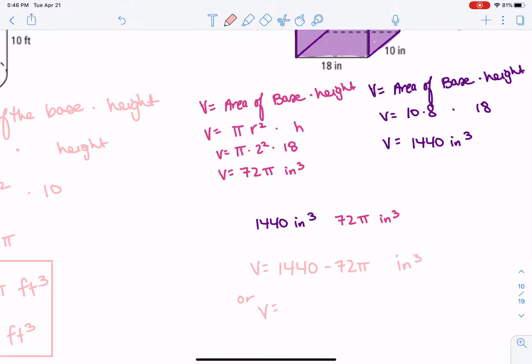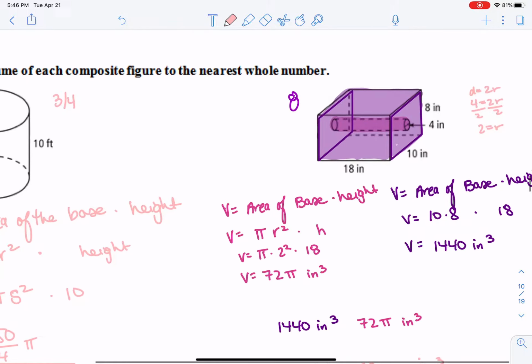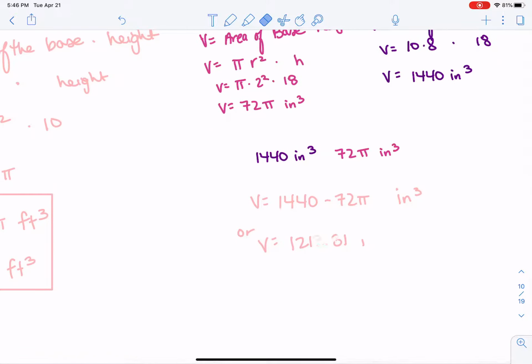Or you could say the volume is 1440 minus 72 pi. Type it in your calculator, and you'd get 1213.81 inches cubed. And this one asked for the whole number, so I'm going to go ahead and follow their rounding rules and get 1214 inches cubed.